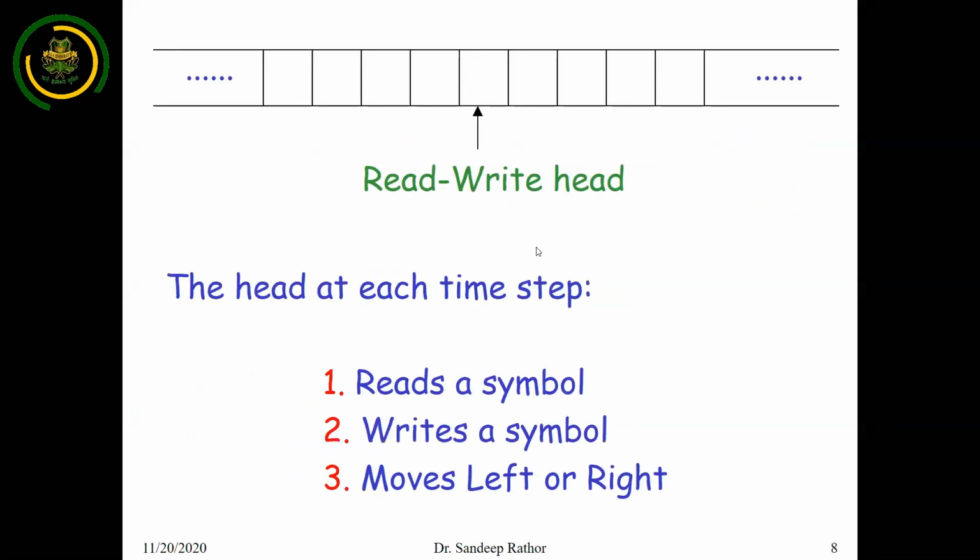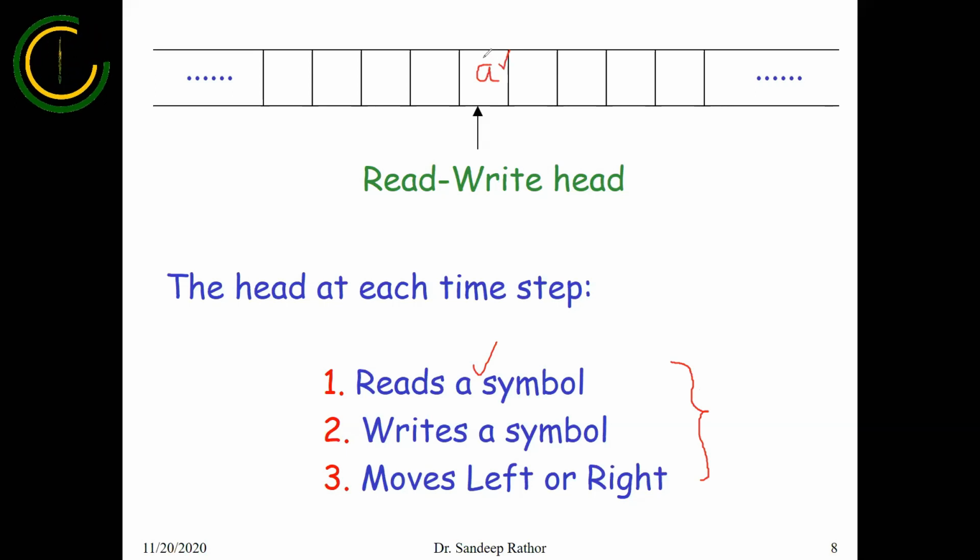And now this is the simple way to represent the execution of the machine. Suppose this is the position of the head. At each time step, the head has three operations that I already told you. First one is read the symbol, right? Second one is write the symbol, and third one is the direction, that is move left or move right. Clear?